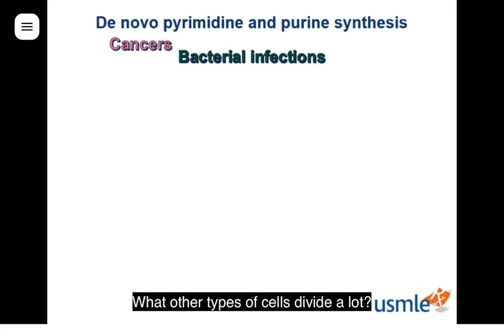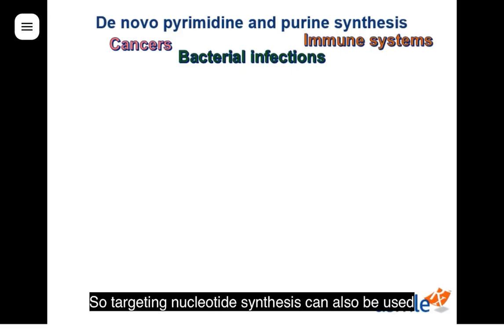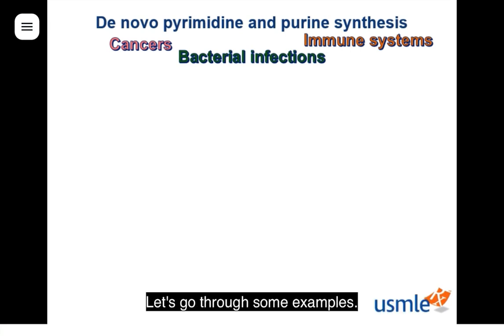What other types of cells divide a lot? Cells in the immune system. So targeting nucleotide synthesis can also be used as a very aggressive immunosuppressant in order to treat inflammatory or autoimmune diseases. Let's go through some examples.